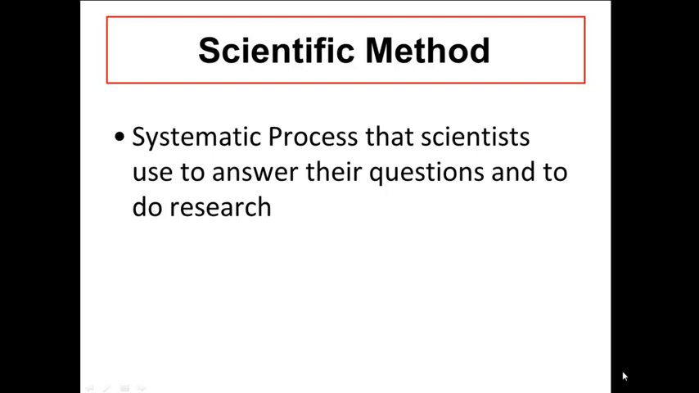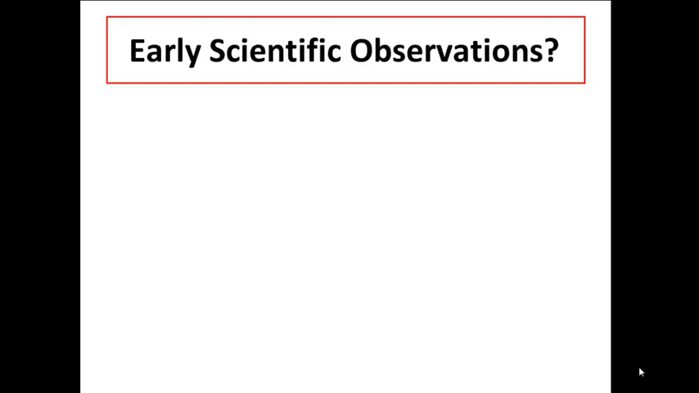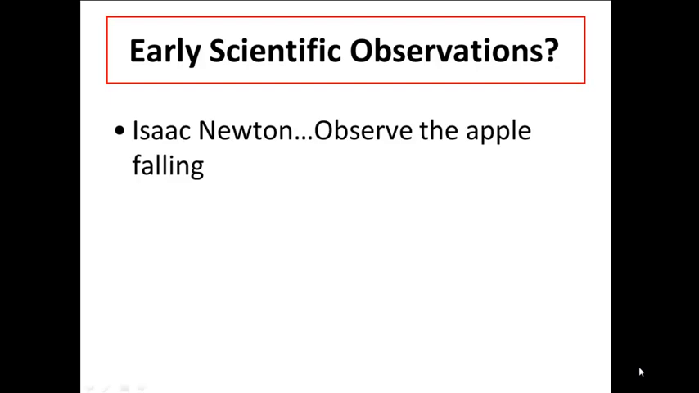meaning there's steps involved that we have used to answer pretty much all of our questions. Early on, what are some of these early scientific discoveries that scientists had to ask questions about? We all know Isaac Newton, the famous apple was falling, and he said, wow, all things fall. And the question was, why do things fall? I have observed the apple falling. I observe other things falling. Things don't fall upwards. They all fall downwards. So we have to answer these questions, and that is something he actually answered.